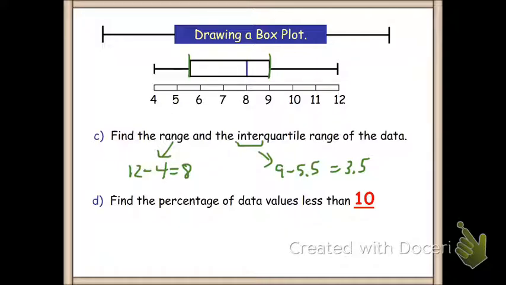Find the percentage of data values less than 10. So less than 10, these are integer values, means that they are 9 or less. So we're talking about all these data values. Percentage of that, 25% of the data is in each little box. So there's 3 of the boxes, so 75% would be less than.